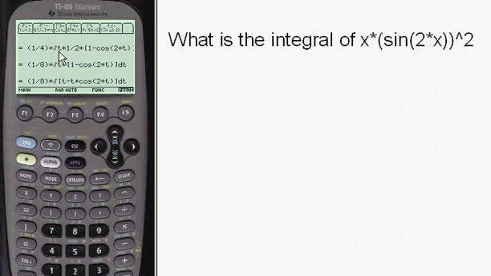Quarter times t times 1/2. Here's what we just found. We substitute that in, and we bring the constants out again. It turns out to be 1/8 times the integral of t times the quantity 1 minus cosine of 2t dt, and so on.